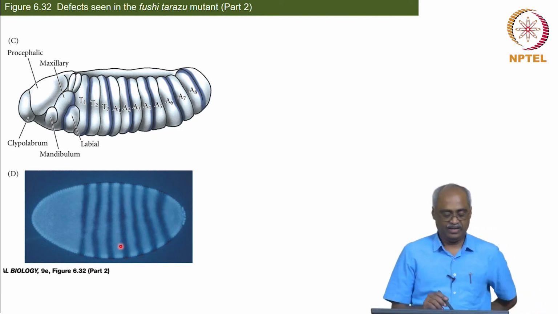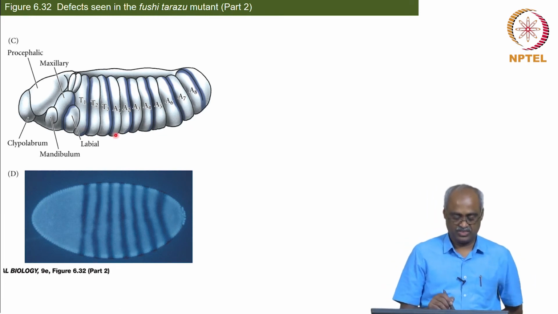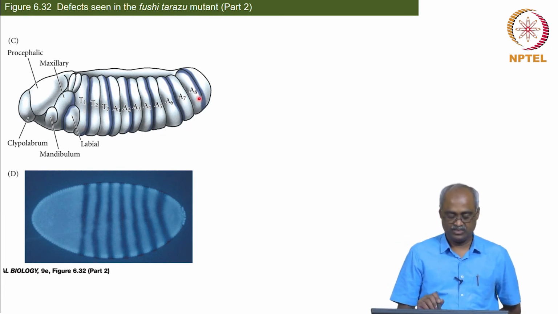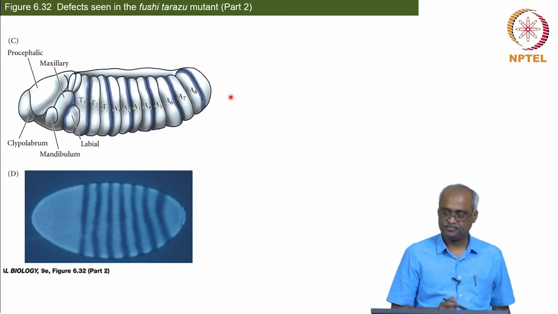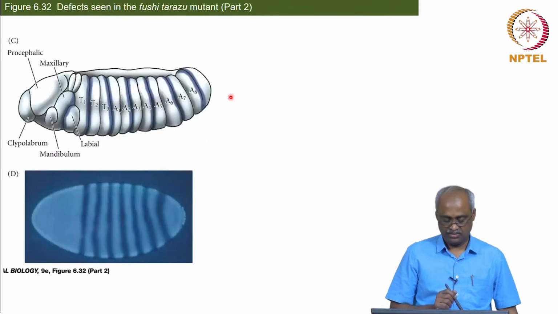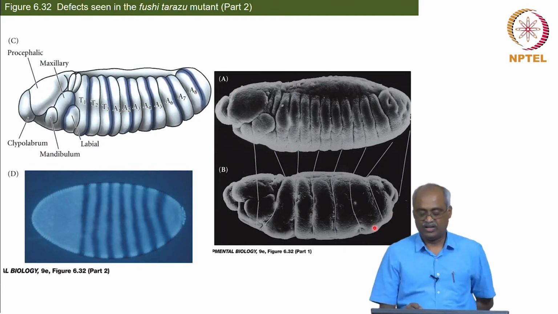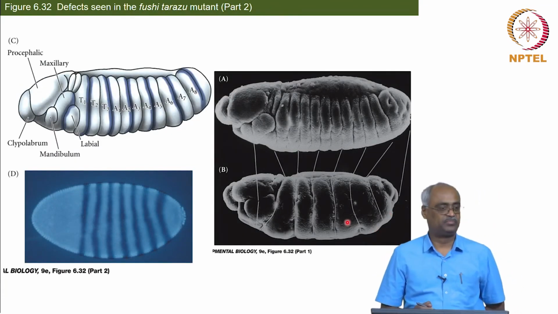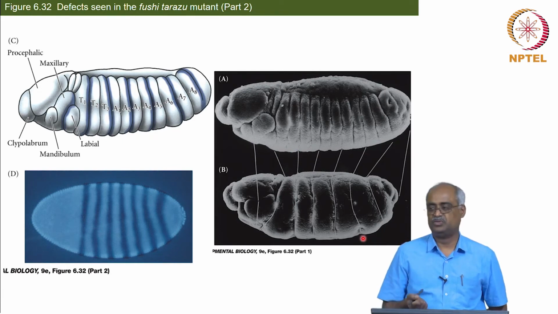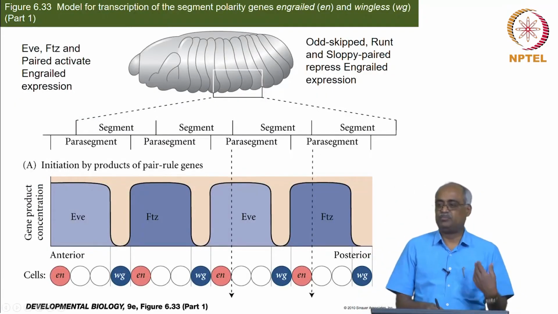And it corresponds to this region, the adjacent T1, T2 and so on, and that gives you this defect. So larger parts of the body are missing. Basically parasegments, 2 adjacent segments, part of it will be missing. So this is wild type and this is the Fushi-tarazu mutant, meaning fewer segments. So the next one is the segment polarity genes.